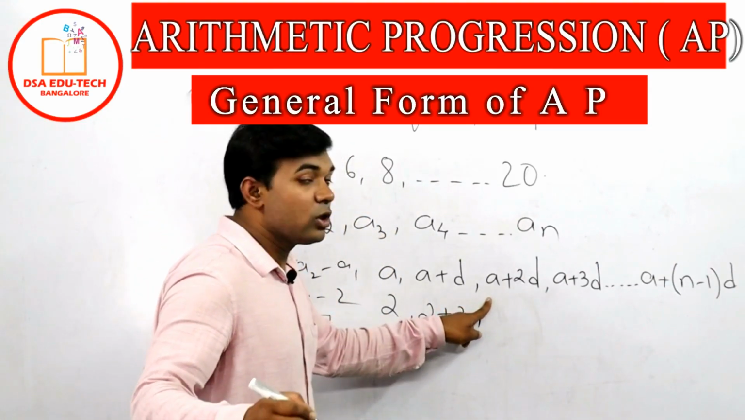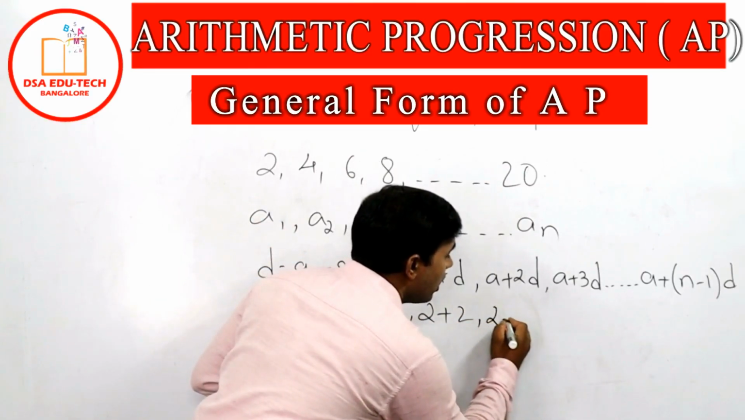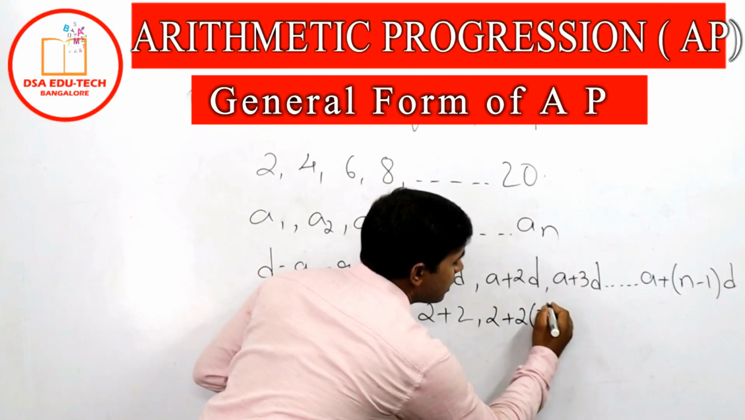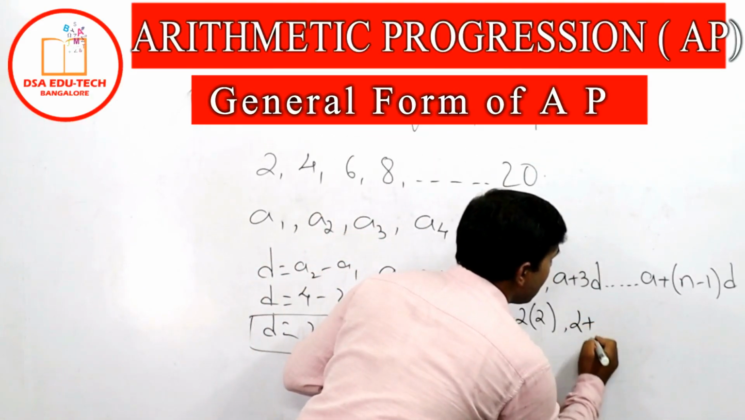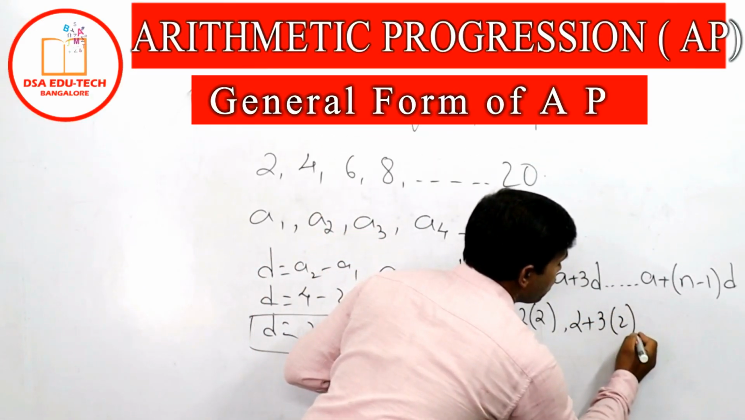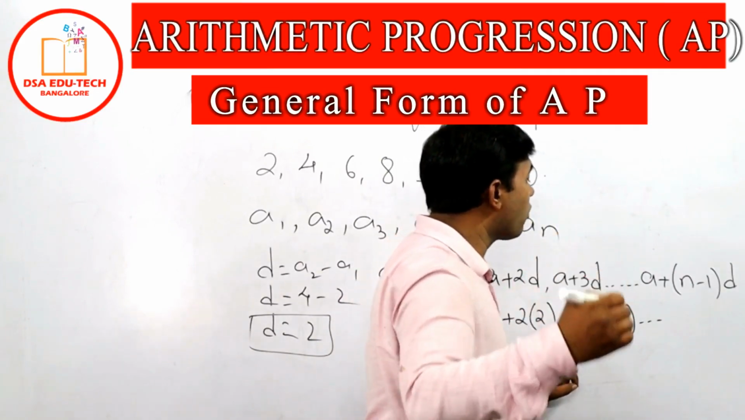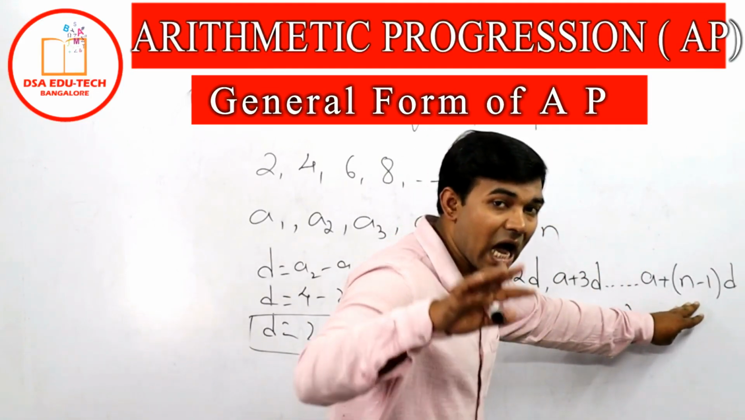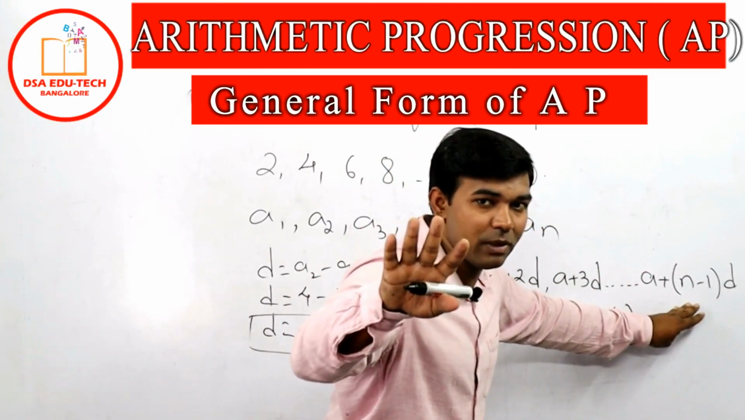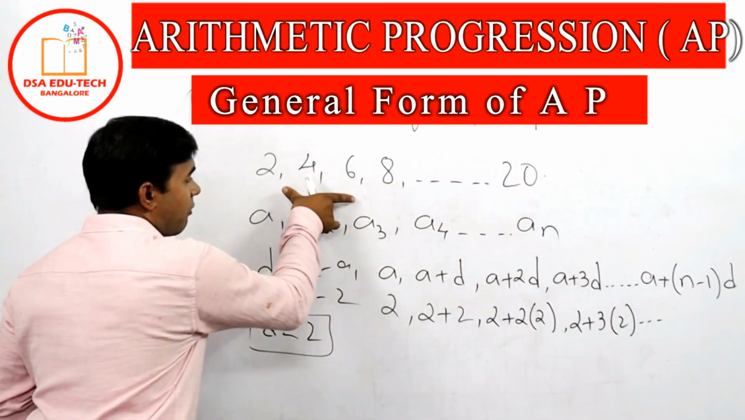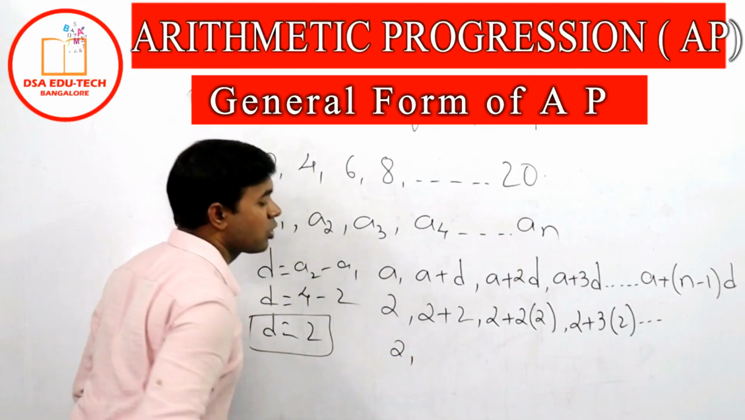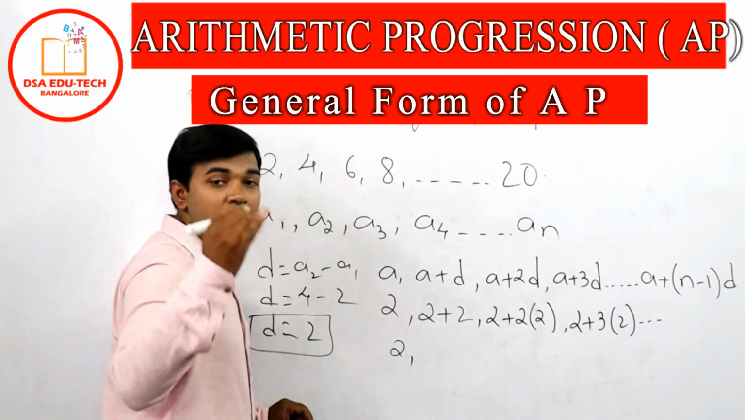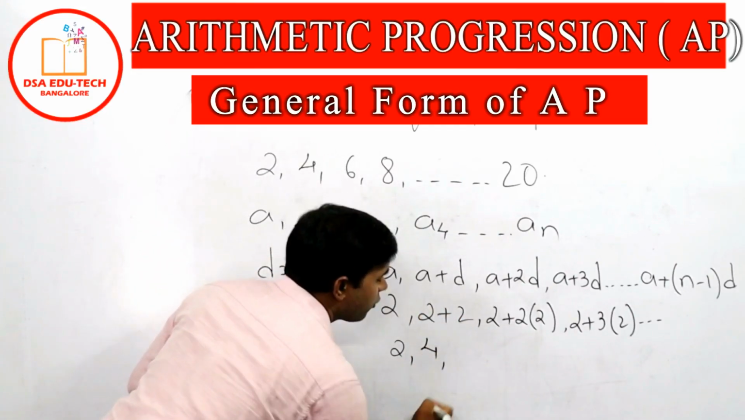Okay. So what is the value of A? A is 2. Again the D value is nothing but 2, comma, A plus 3 of D, where the D value is 2, so on. What is the value of this? I would not calculate. I will keep it. Let me calculate only the first part. So we will have 2 comma, 2 plus 2 is 4. Okay. We are having 4.